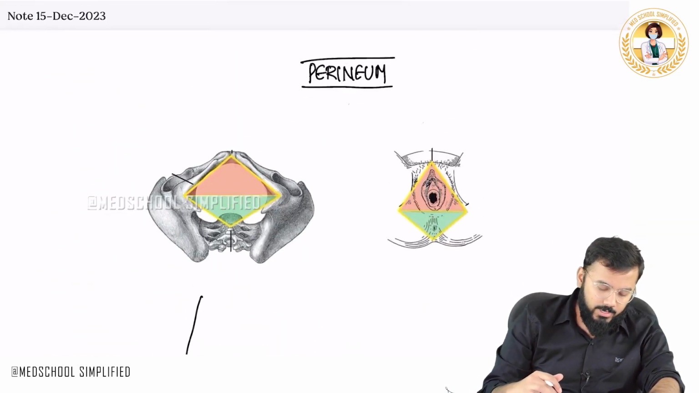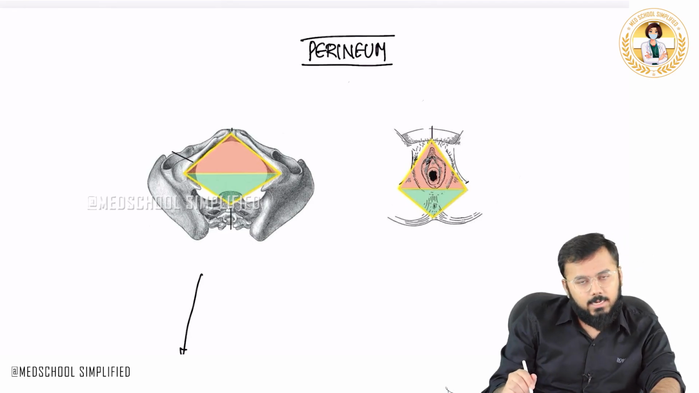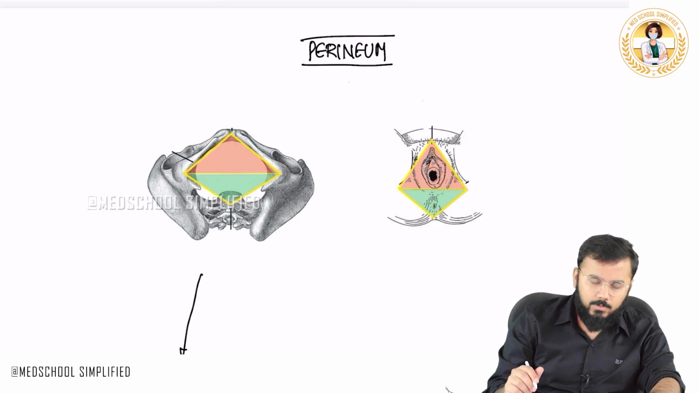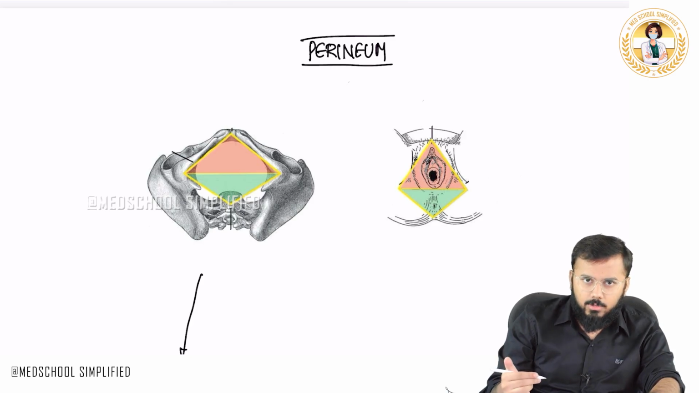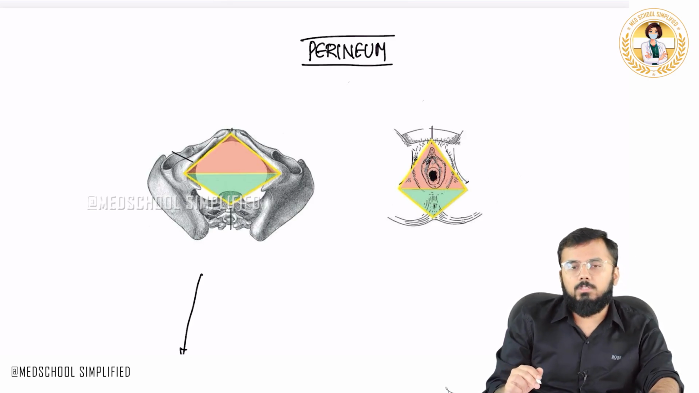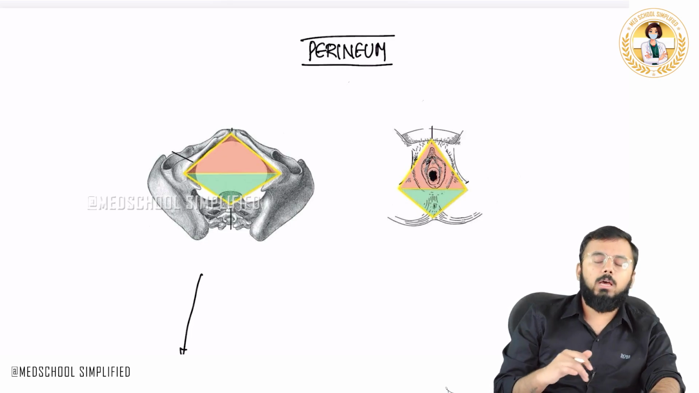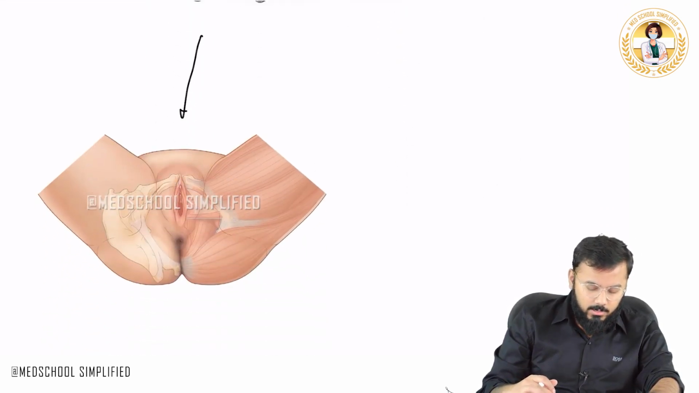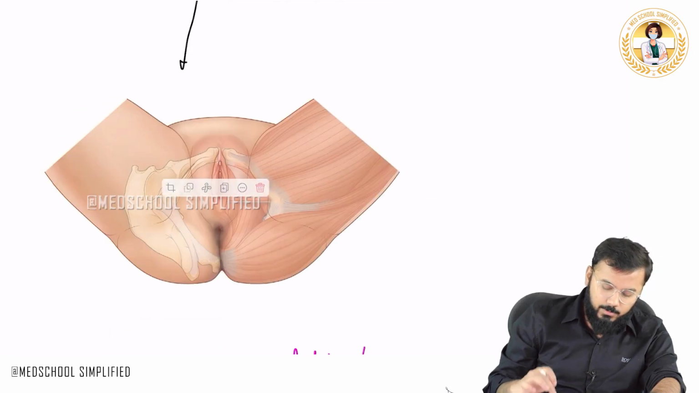Now where are the urogenital and anal triangles? You can see here the upper red triangle is called the urogenital triangle, and the lower green triangle is called the anal triangle. What the borders of these triangles are, I will discuss later, but right now I just want you to know what the urogenital triangle and the anal triangle are. For now, we will discuss the borders of the perineum.